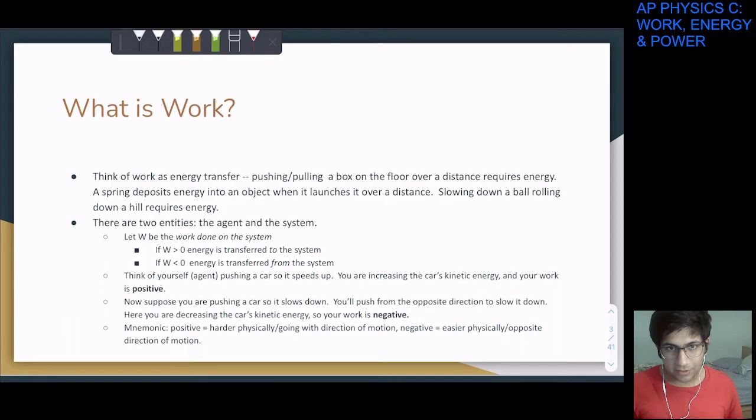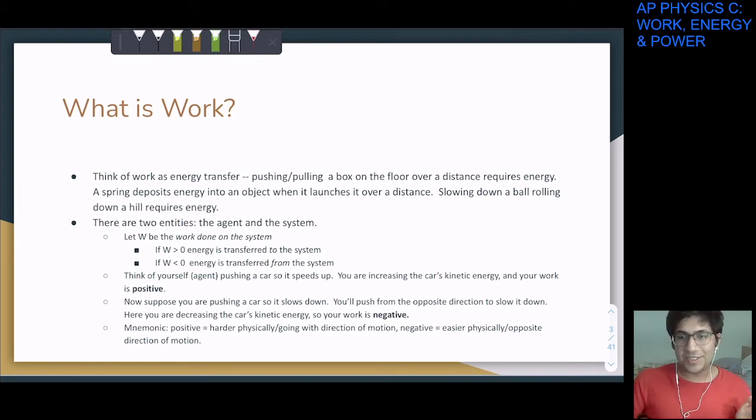So, I misspoke. We're actually slowing down the car, not the ball. We start off with the car going really fast, so there's high kinetic energy. Then we push the car so it slows down and has less kinetic energy. So we're removing energy, and the work is negative.